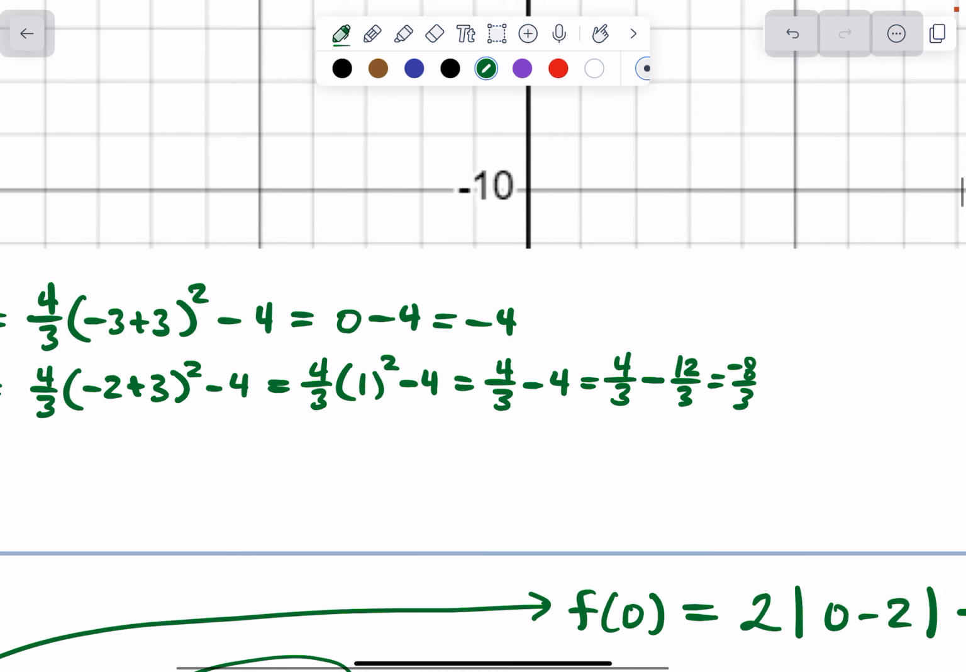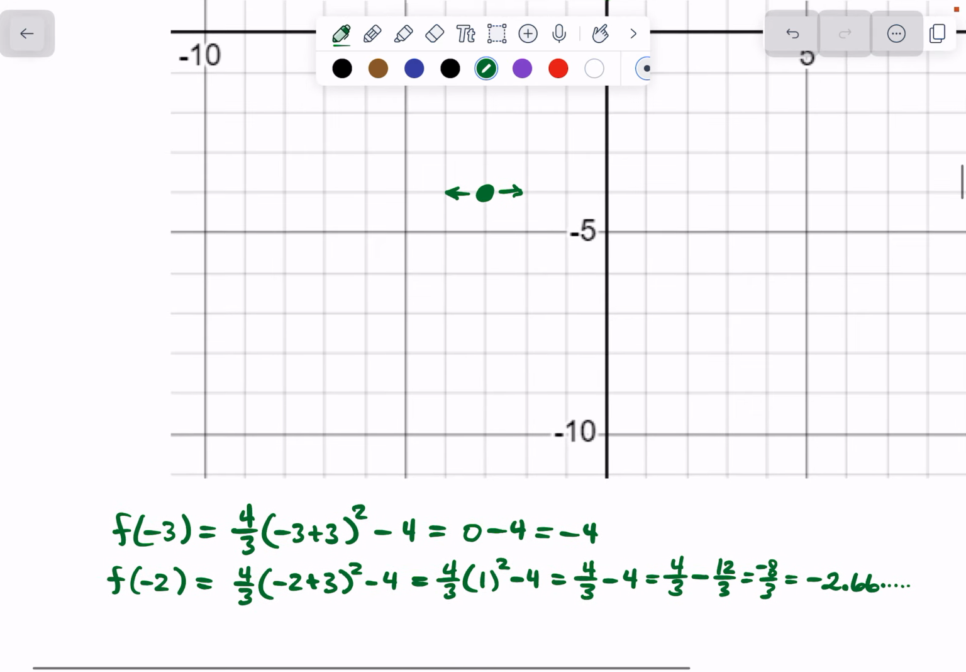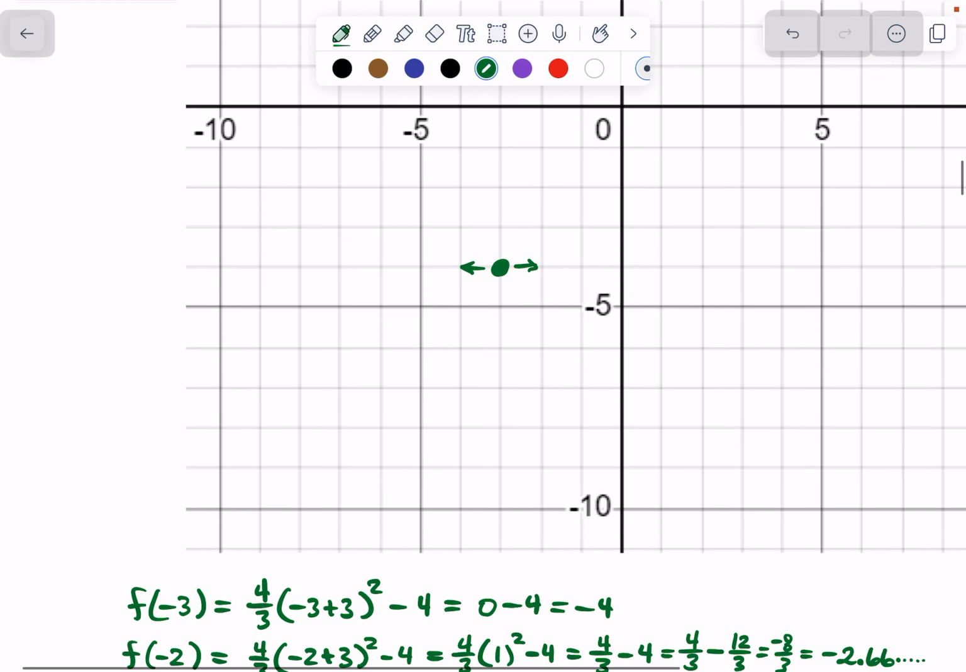Yuck. What a gross number. Okay, if we actually try to divide this out, we get -2.66 repeating, right? So that at least tells us kind of where to put the point. So I'm going to do my best here. -2 comma -2.6 repeating. So maybe right about there.